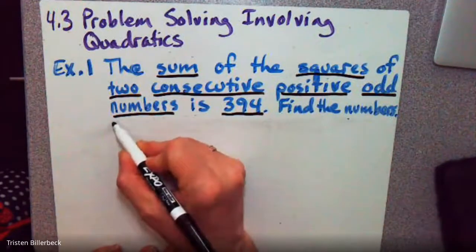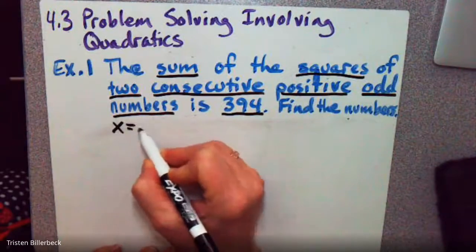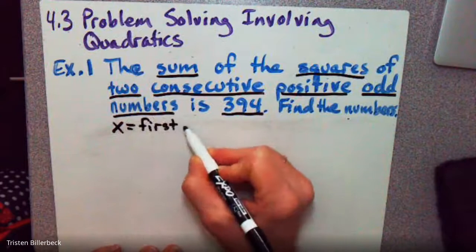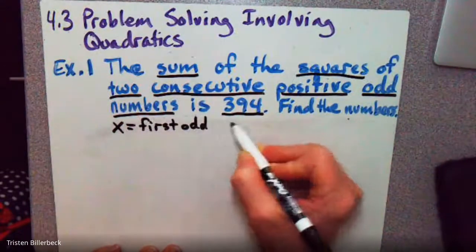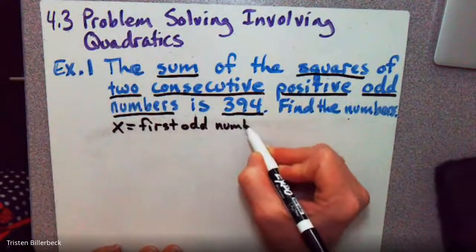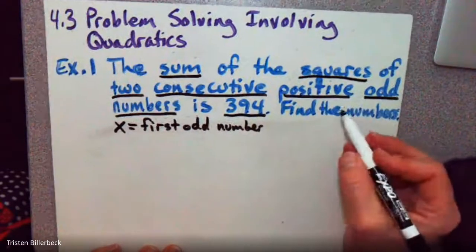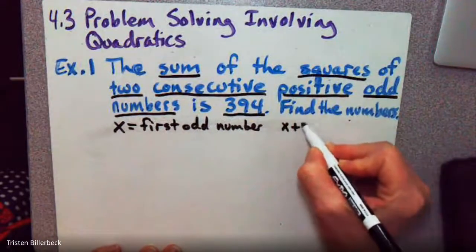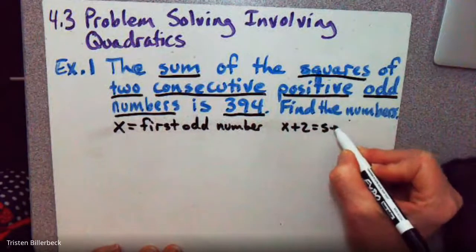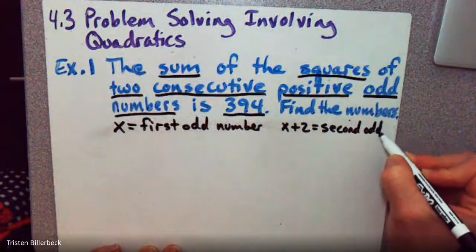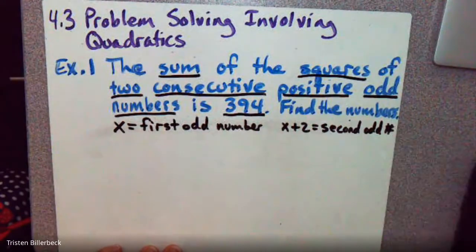So first we define the variables. So x is going to be the first odd number. And then odd numbers are 2 apart. So we're going to say x plus 2 is the second odd number. All right, so now let's put it together.